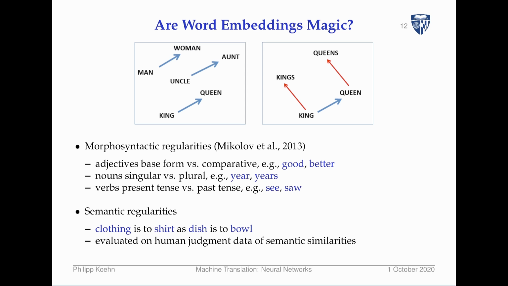For instance, these are all words here where you have man, woman. The only difference is the gender, otherwise they're kind of the same concept. Uncle, aunt, the only difference between uncle and aunt is the aunt is female and uncle is male. King and queen, also a similar relationship.